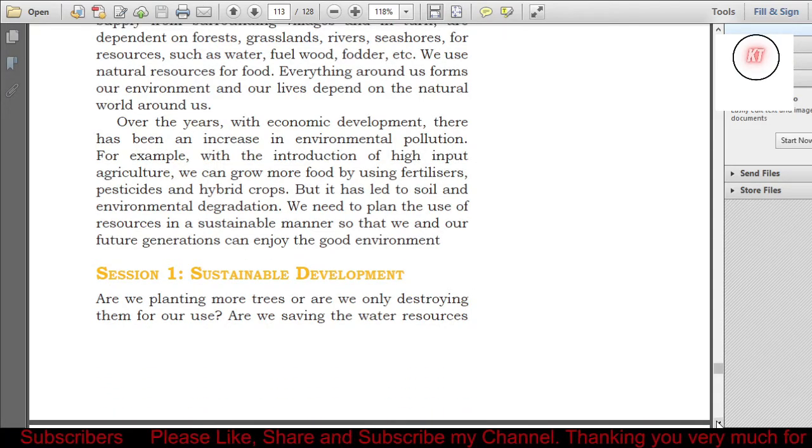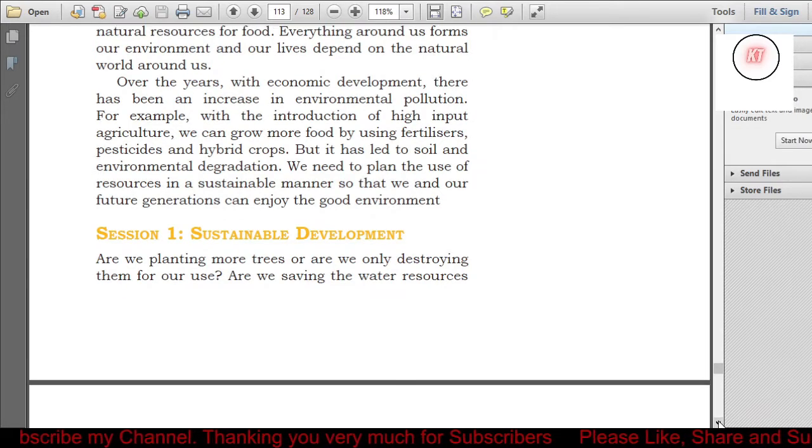Over the years, with economic development, there has been an increase in environment pollution. For example, with the introduction of high input agriculture, we can grow more food by using fertilizers, pesticides, and hybrid crops. It has led to soil and environment degradation. We need to plan use of resources in a sustainable manner so that we and our future generations can enjoy the food and environment.